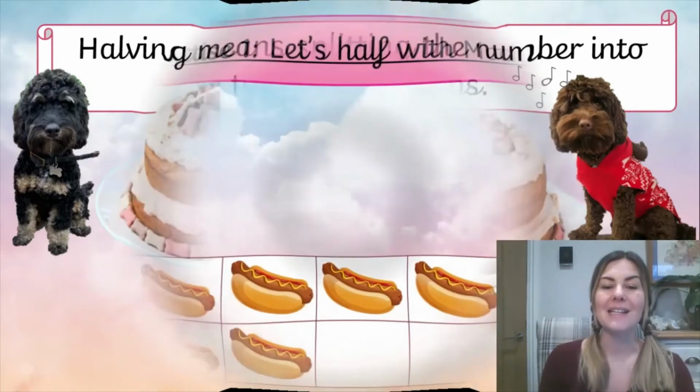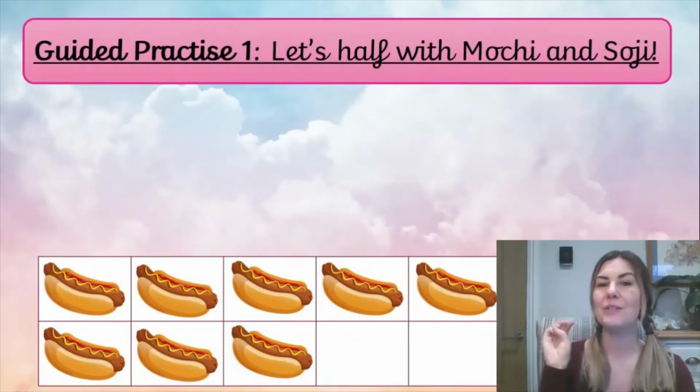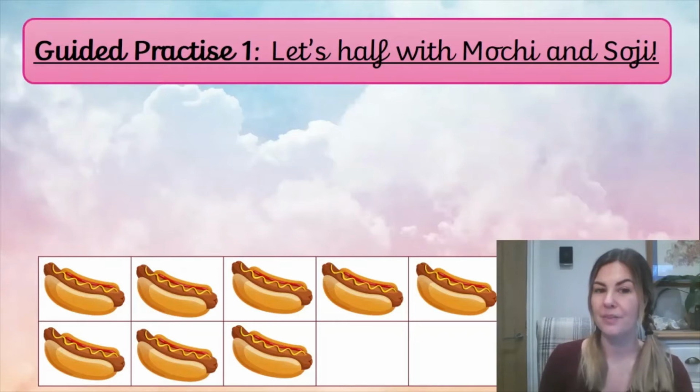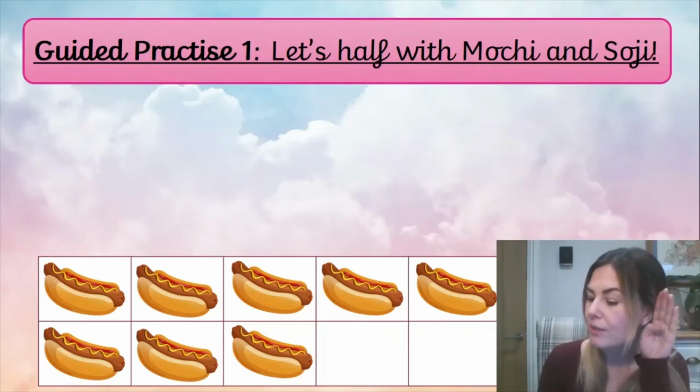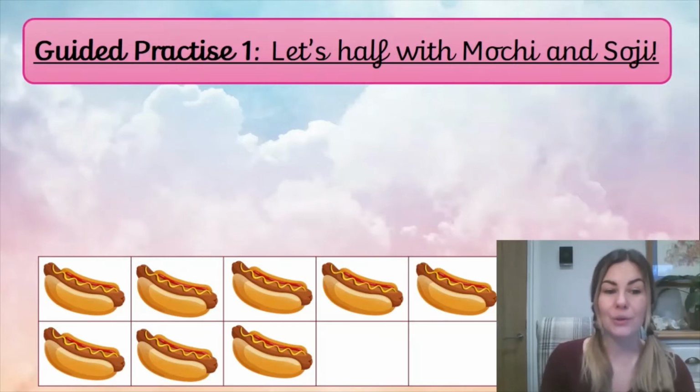Now, in today's lesson, we are going to be doing 3 questions together, and then I have a really good challenge for you. So, let's do some halving with Mochi and Soji. How many hot dogs can you see on my screen? I have 8 hot dogs. Count with me. 1, 2, 3, 4, 5, 6, 7, 8.